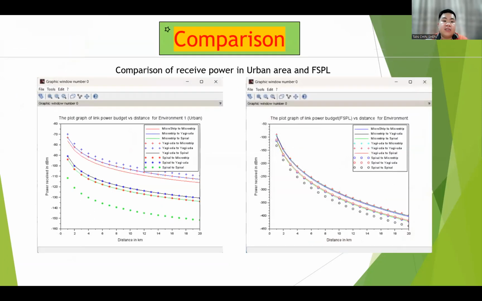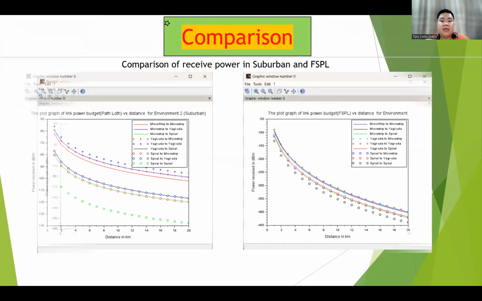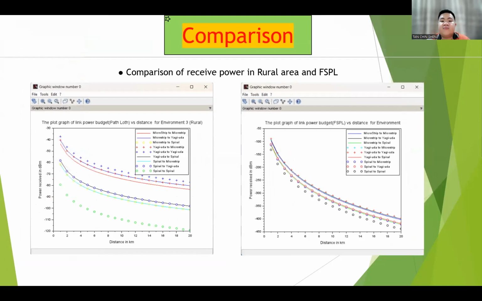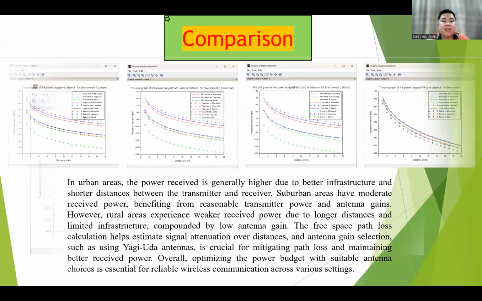Okay, so the comparison of each environment with the free space path loss. The first one is urban area and free space path loss. Then the second one will be suburban and free space path loss too. Then the third one is the comparison of receive power in rural area with the free space path loss. Okay, so in these four figures, we can see that there are different output waveforms. So typically there will be 4 different waves.